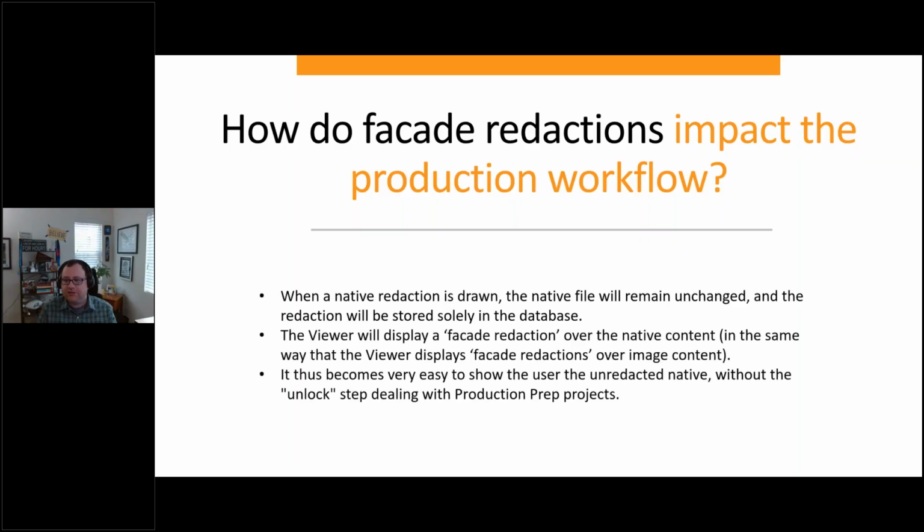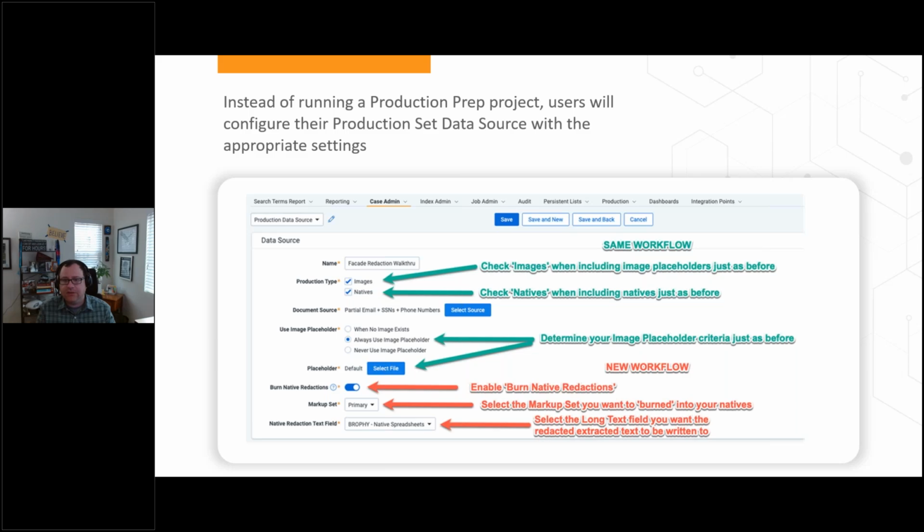How do Façade redactions impact the production workflow? When a native redaction is drawn, the native file will remain unchanged and the redaction will be stored solely in the database. The viewer will display a Façade redaction over the native content in the same way the viewer displays Façade redactions over image content, and you don't have the unlock capability.